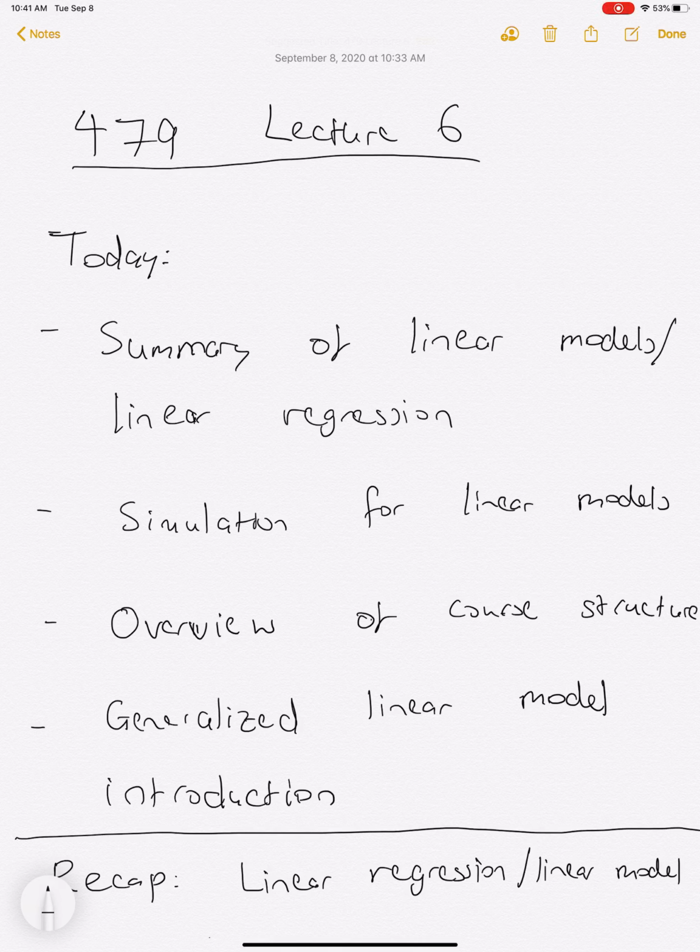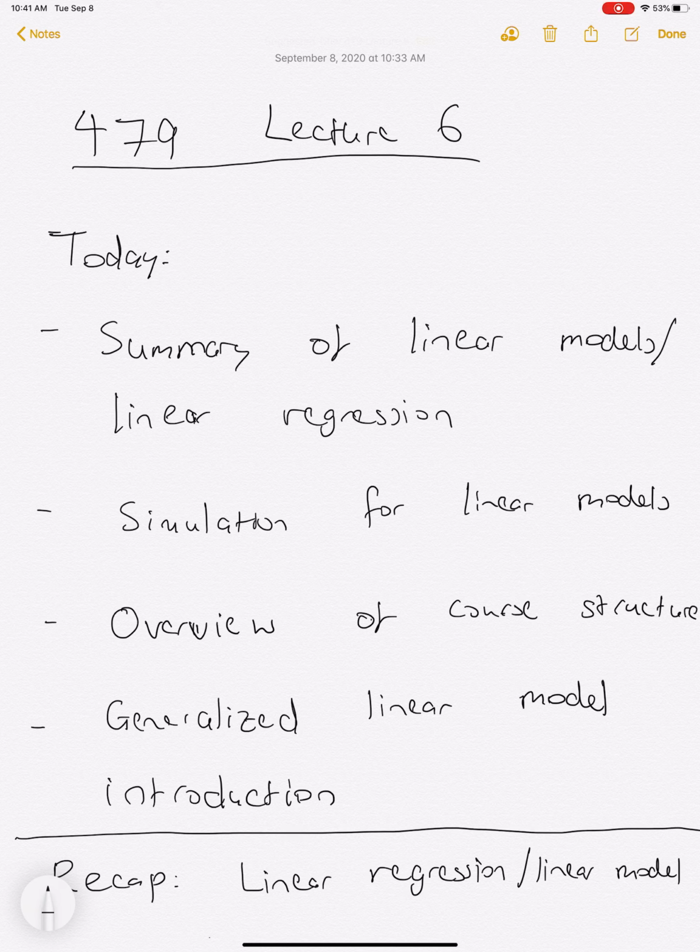Okay, so welcome to Stat 479, Lecture 6. Today we finish off the first major topic, which involves linear models and linear regression. This will cover everything you need to know for the first homework, which focuses on these linear models. In particular, we'll summarize what we've talked about for the last 3 or 4 lectures.